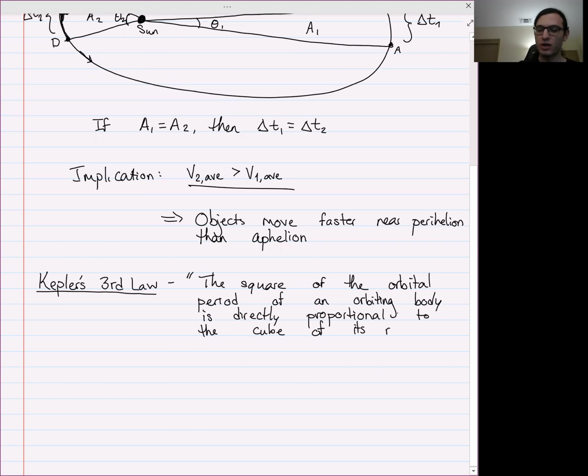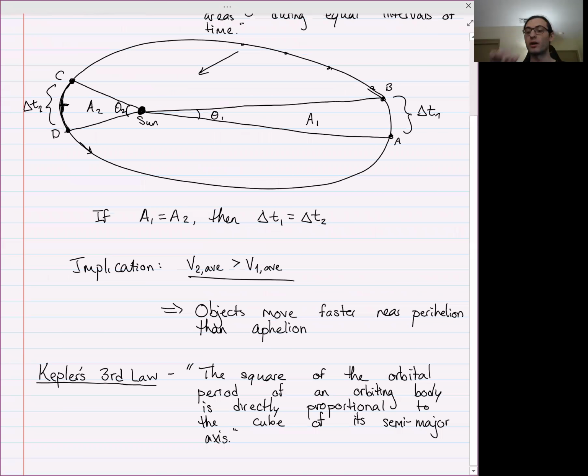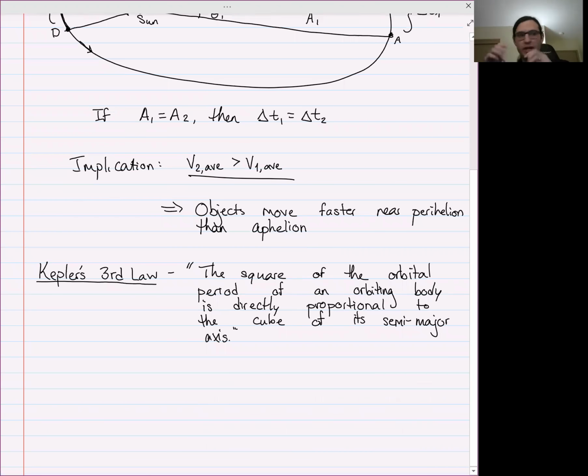Now remember what a semi-major axis is. The semi-major axis of an ellipse is half of the long distance, not semi-distance, sorry, semi-major. So if you drew the line from one end to the other, going the long way, that is the major axis, and so the semi-major axis is half of that distance. It's like the long radius of an ellipse. The semi-minor axis would be like the short radius of an ellipse.